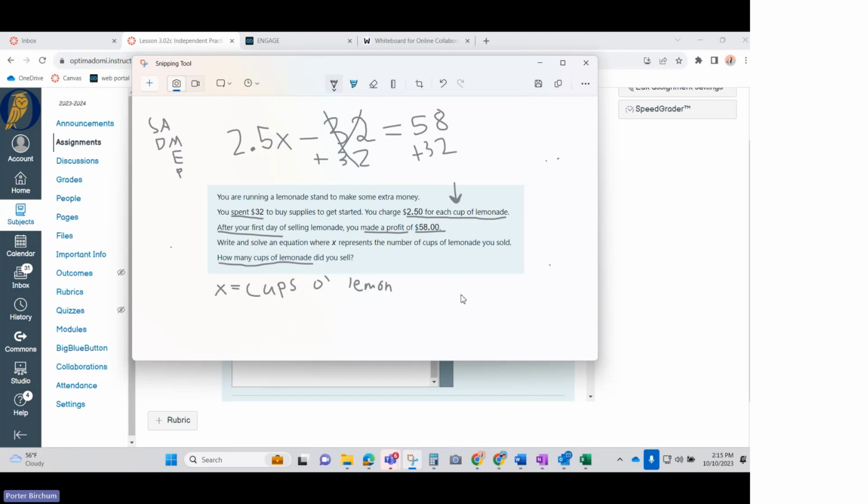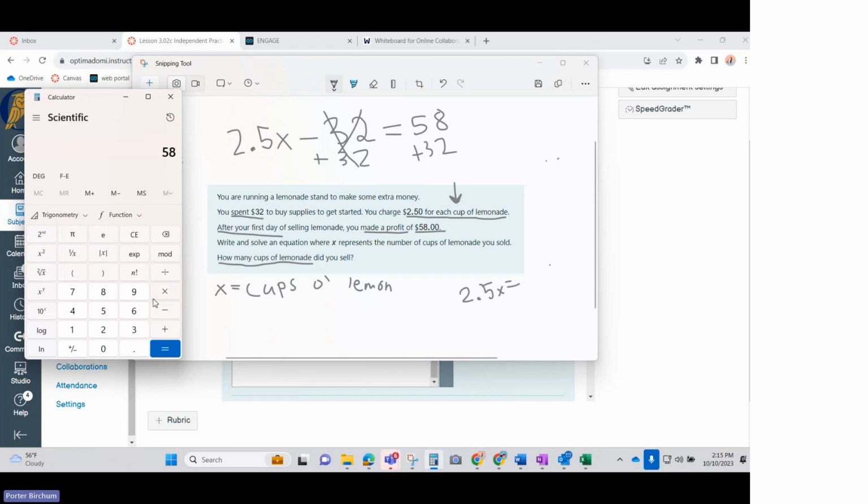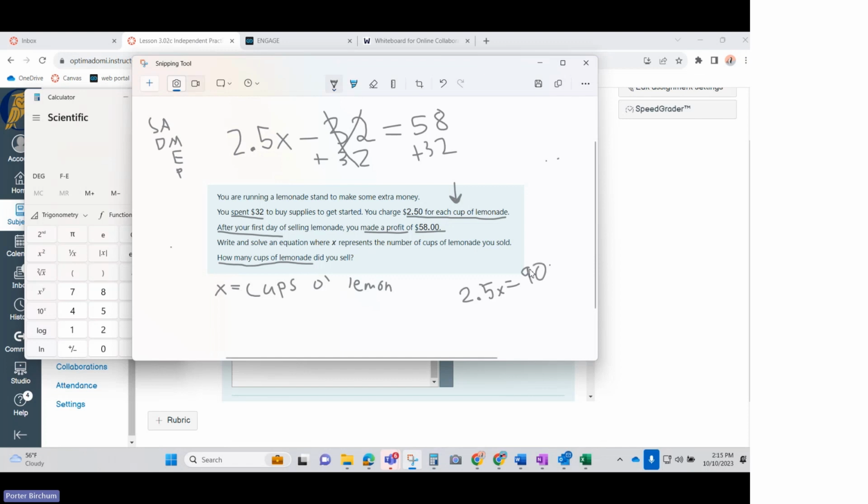Okay, this one I'm going to move down here. 2.5x equals, what is 58 plus 32? 90. Okay, now this is a times by 2.5. So how do I want to turn this into a times by 1, so that way it'll disappear? And I can do that by dividing by 2.5. Doing the inverse operation, that turns into 1 and disappears. What I do to one side of the equal sign, I gotta do to the other.